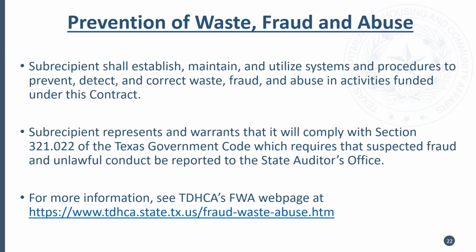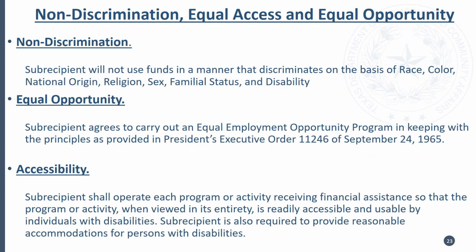So prevention of waste, fraud, and abuse. This is a fairly long section in the contract, and so this is a pared down version of it, but subrecipients shall establish, maintain, and utilize systems and procedures to prevent, detect, and correct waste, fraud, and abuse. For more information, there's a specific website linked here, and there's more information on this in your contract. So this also has been pared down. There's a lot of policies and laws that are mentioned in your contract that you will need to follow. As you could probably imagine, they are mostly about non-discrimination and equal opportunity and accessibility. So you can see the specific policies in your contract.